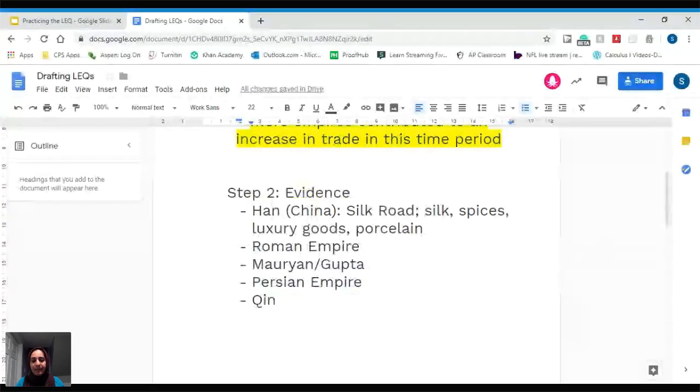What about the Roman Empire? Did they have any trade network or trade system in their empire?